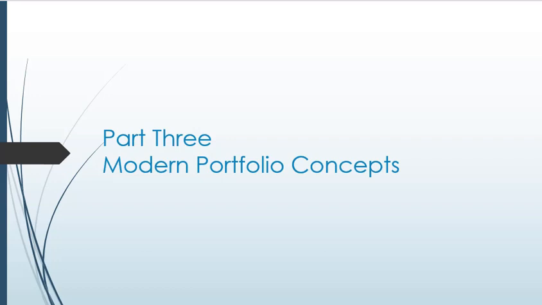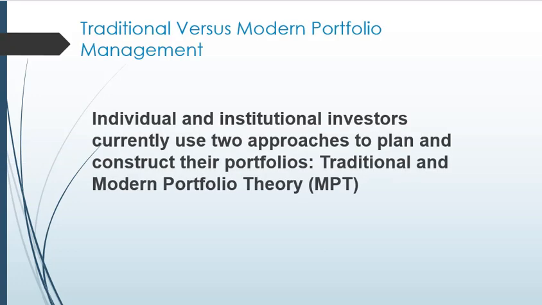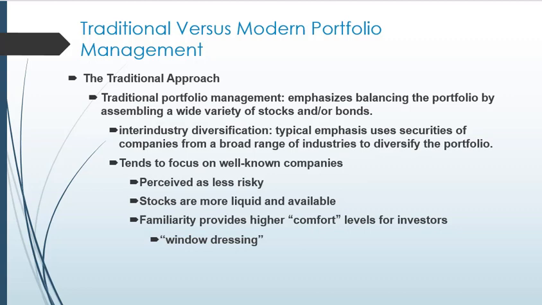In this final video, let's talk a little bit about how investors use this information. How do they utilize these statistics and the information about companies? So individuals and institutions use typically two kinds of approaches: a traditional approach and what's referred to as the modern portfolio theory. The traditional approach looks at basically trying to find a wide variety of stocks and balancing that portfolio.